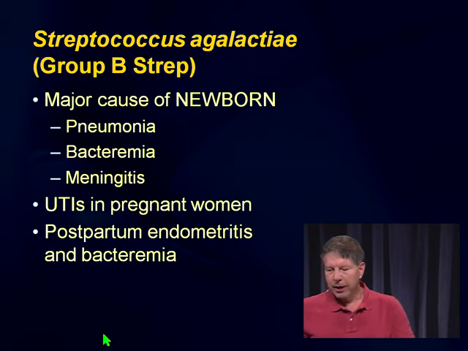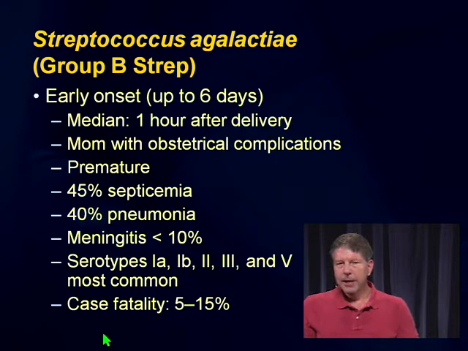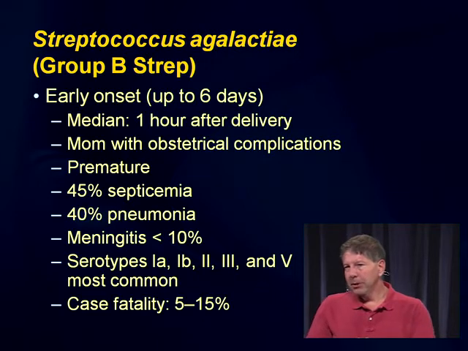So early onset means up to 6 days of life. Usually most cases are going to be really quick, within an hour after delivery. So the baby's delivered, and then within an hour or two, these things start to happen. Commonly, you look back in the history, mom had some obstetrical complication during labor. This also occurs more commonly in premature kids.